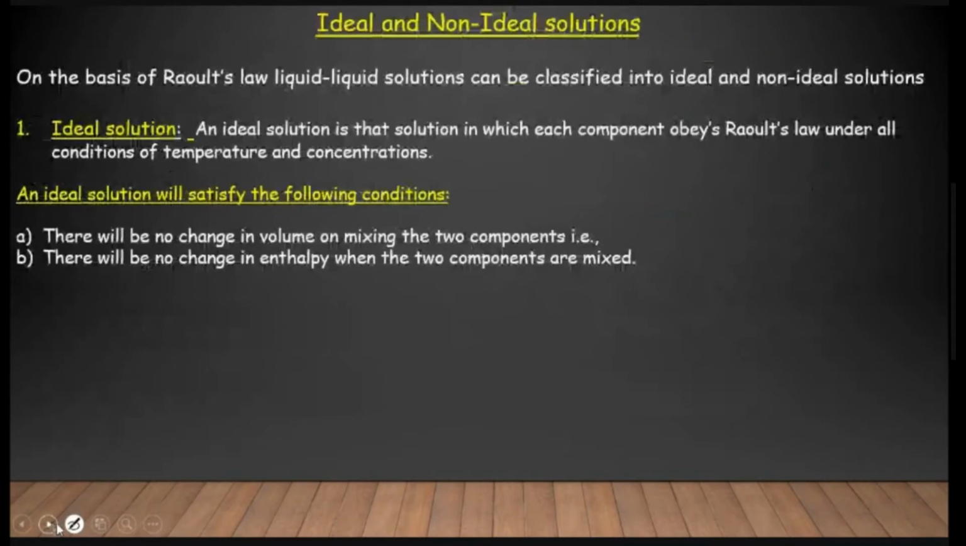Next we'll move further, that is we have ideal and non-ideal solutions. We have studied about ideal gases and non-ideal gases in first PUC. So in second year, we are going to study about ideal and non-ideal solutions in the solution chapter. So what is this ideal and non-ideal solution? On the basis of Raoult's law, liquid type of solutions can be classified into ideal and non-ideal solutions. First we will take up the ideal solution and understand what it is. It is also important.